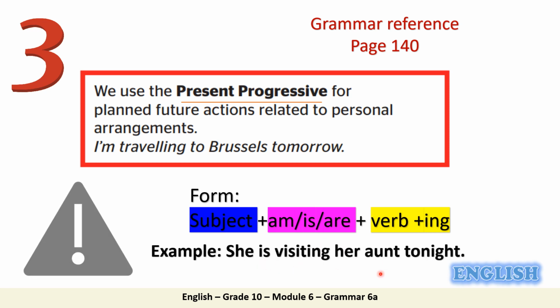She is visiting her aunt tonight. I didn't say "she is going to visit." I immediately said "she is visiting her aunt tonight." Subject plus verb to be plus verb-ing.